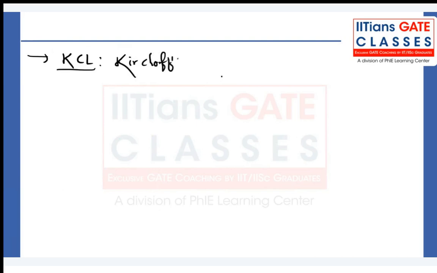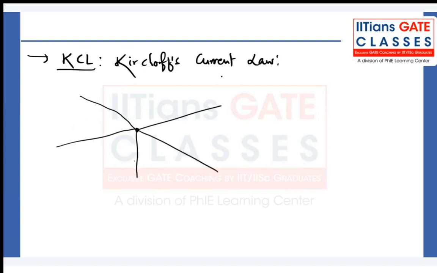Sorry, Kirchhoff's current law, not voltage law, right? Kirchhoff's current law. Suppose you have any node where many branches are connected. You can say one branch, one more branch, one more branch. This is the KCL, Kirchhoff's current law.